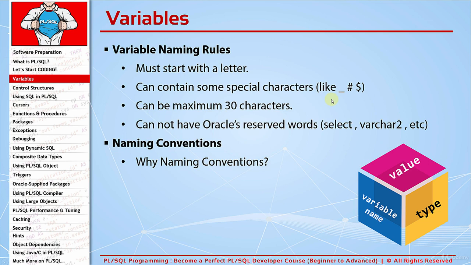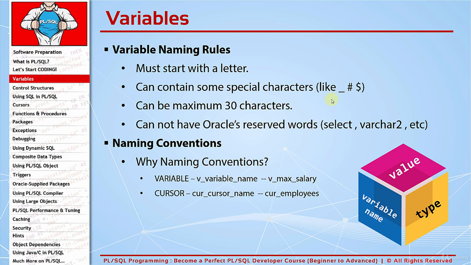So let's start with the variable first. We write v underscore variable name. We start with v and write our name with underscore for every word. For example, v underscore max underscore salary. Let's continue with cursors. You can use either c underscore cursor underscore name or cur underscore cursor underscore name.